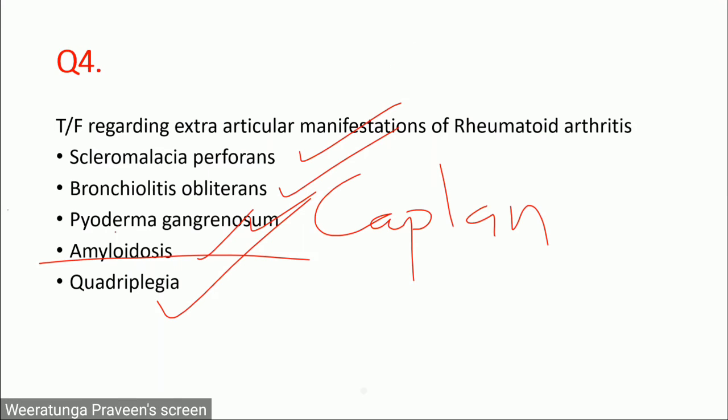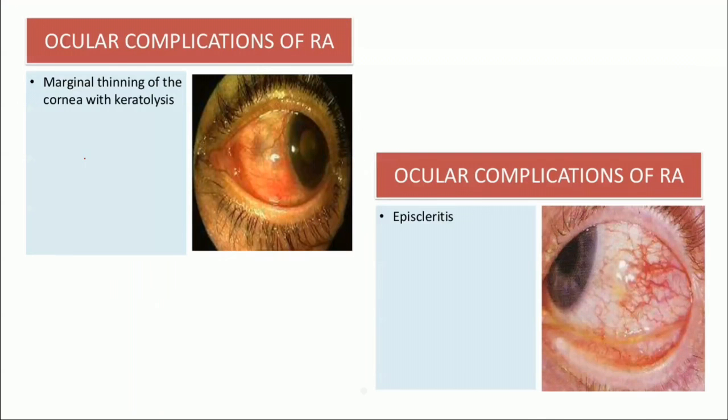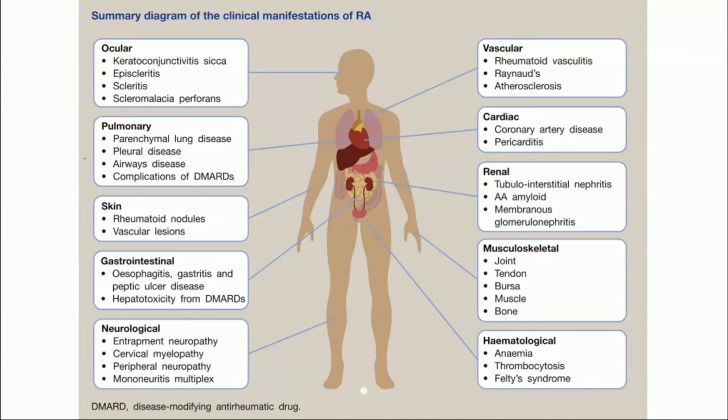Any questions with this one? Number 4. So you have to have an idea of these extra-articular manifestations. Here it's very difficult to say what the common ones are. It depends on where you do the study. Certain things might be common.